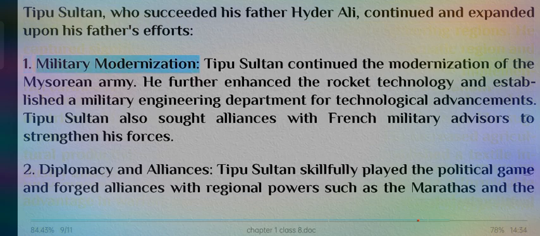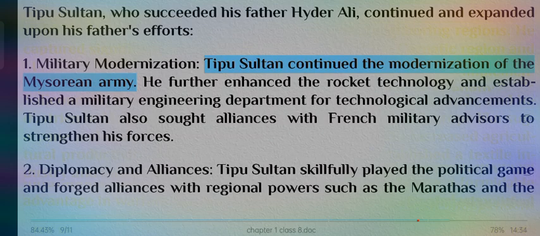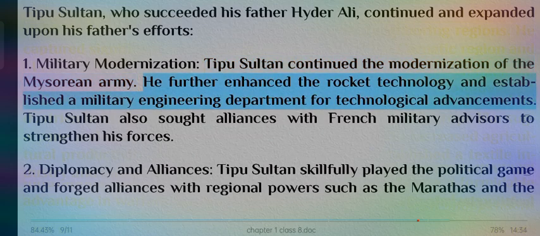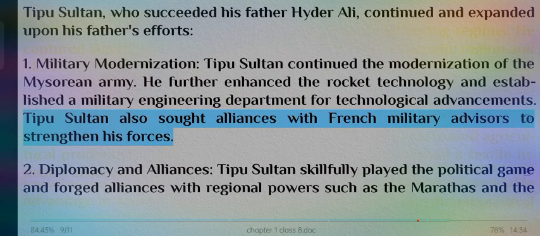A. Military modernization. Tipu Sultan continued the modernization of the Mysorean army. He further enhanced the rocket technology and established a military engineering department for technological advancements. Tipu Sultan also sought alliances with French military advisors to strengthen his forces.